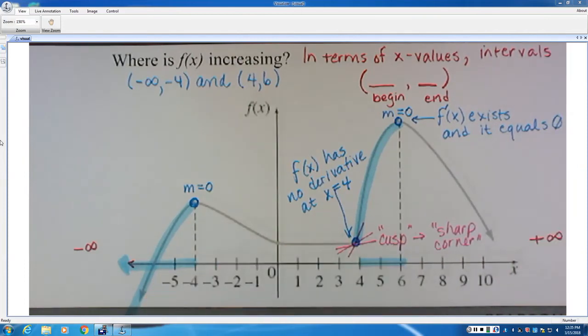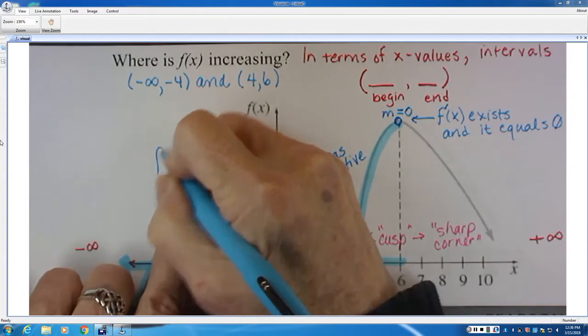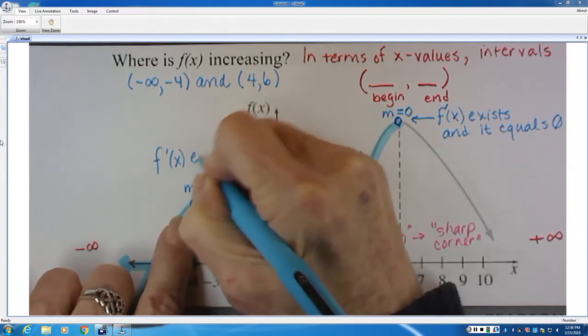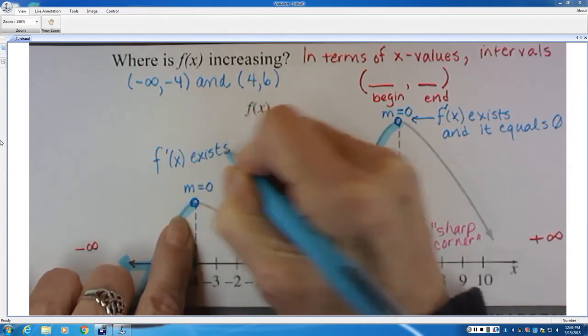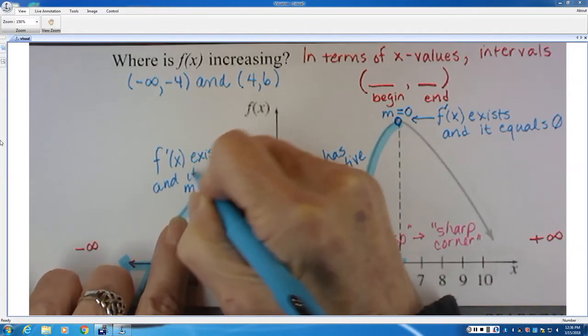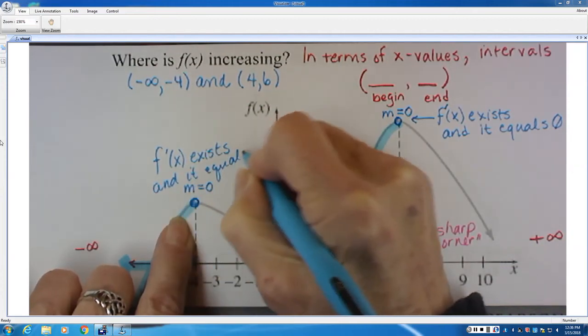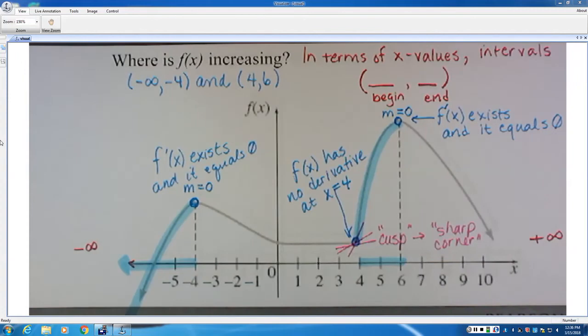It exists and it equals 0. Because remember, the derivative tells you what's the slope of the function at that point. And the slope of the function at 6 is 0. So that means its derivative at the value 6 is 0. Same thing happens here. F prime of x does exist. And it equals 0. Okay?